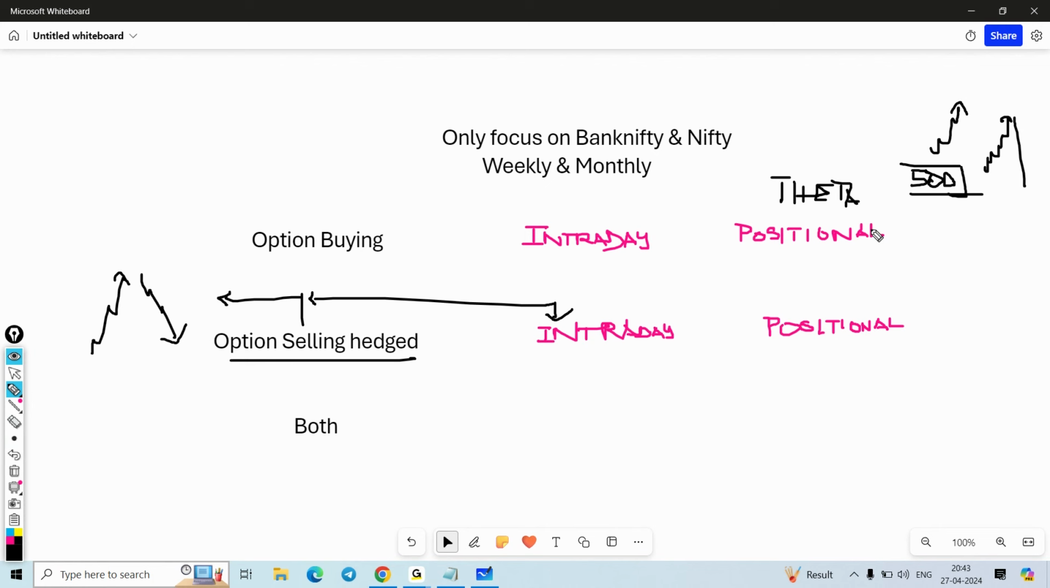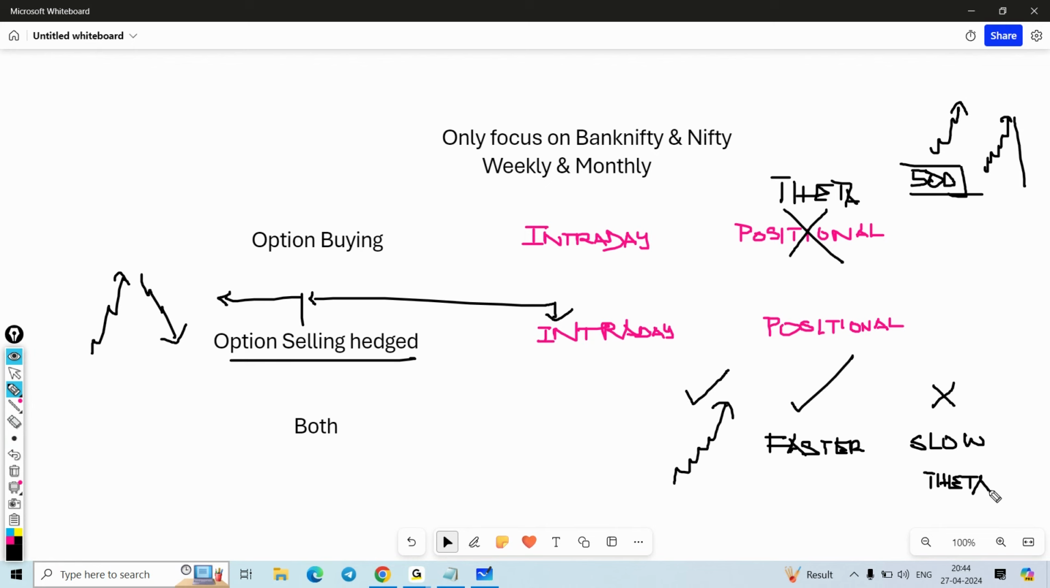From my experience, I'll tell you one thing: for positional option buying, even if the direction is correct, the move has to be faster. If the move is slow, it is dangerous, it will have that theta decay effect. Despite the direction being correct, the chances of making money will be less. So try to be very mature.